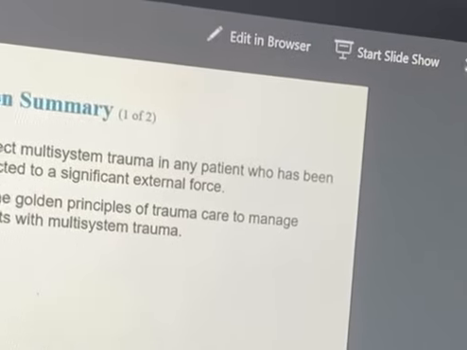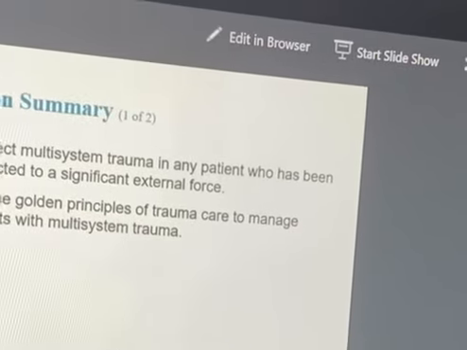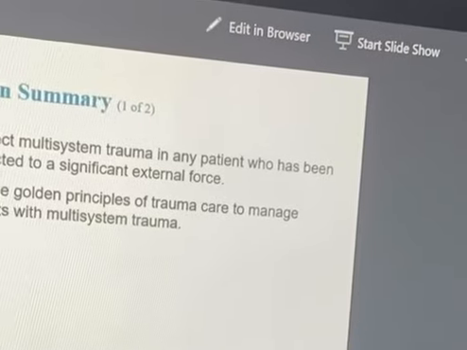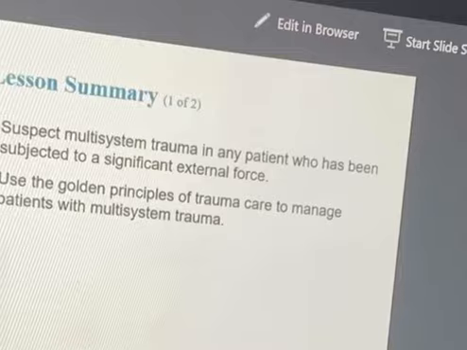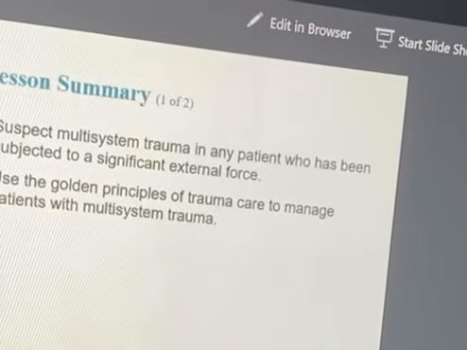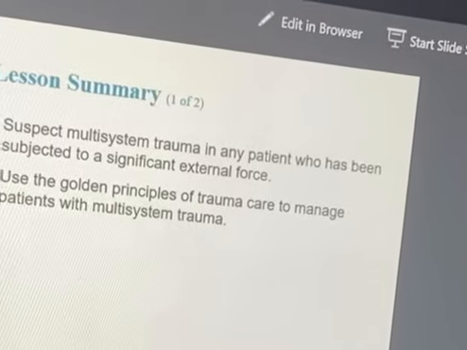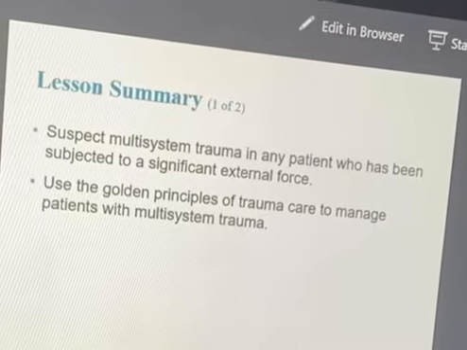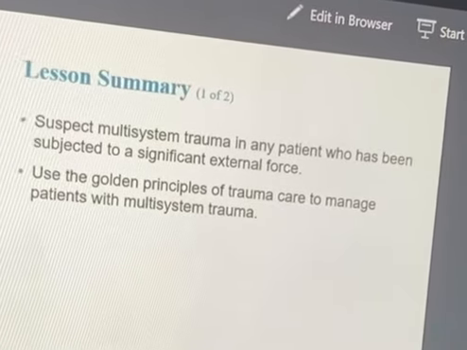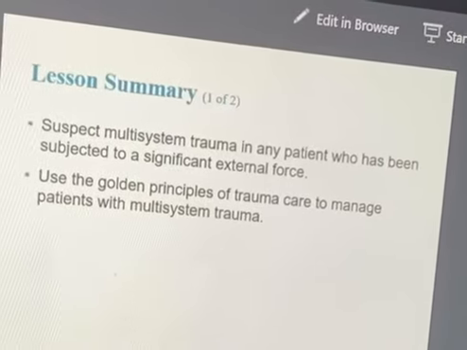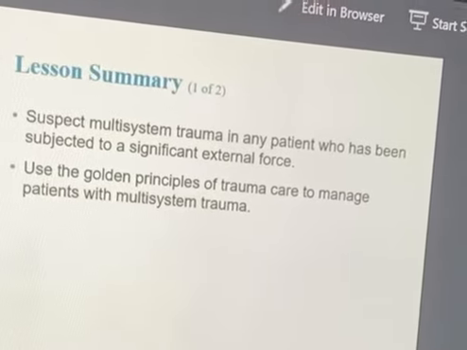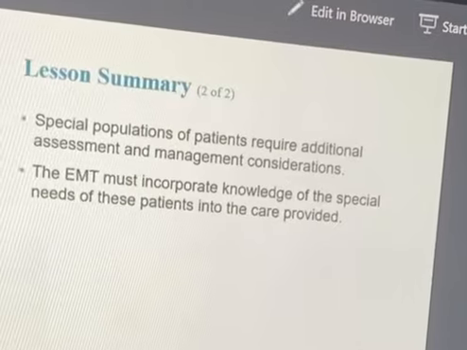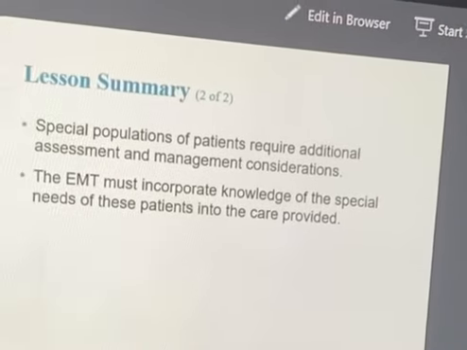So, use the golden principles of trauma. We do not want to be on scene for a long time with these patients. We want to do the ABCs first: airway, breathing, circulation, treat for shock, control any external bleeding, any arterial bleeding, gross bleeding, and get on the road. All right, there's not a whole lot we can do for these people except get them to the appropriate facility. Okay.